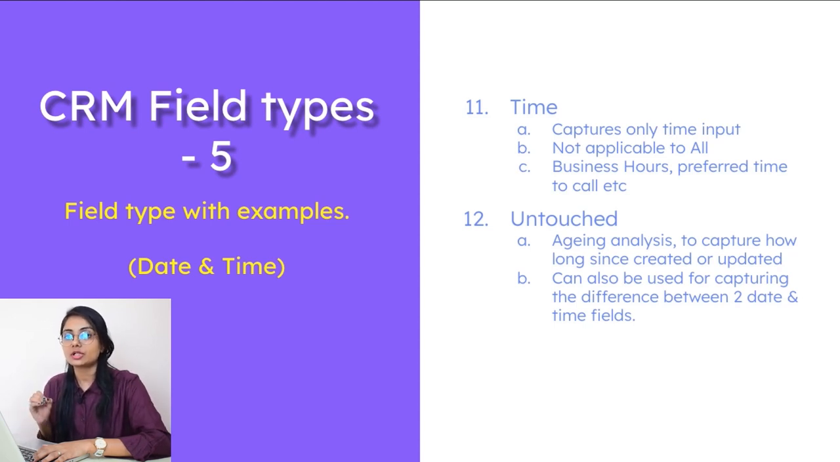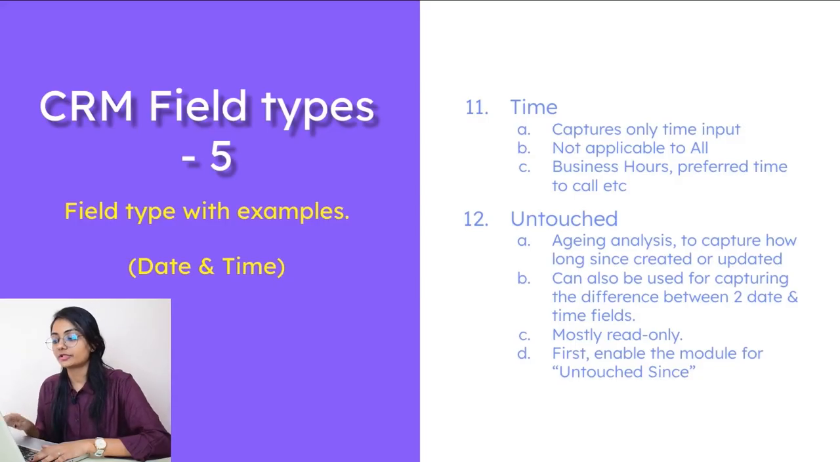So, now if I want to capture the difference between these two date and time fields, where there is the total time period between ticket creation and ticket closure, I have to capture it along with its duration. So, for that, we can use this untouched field type.